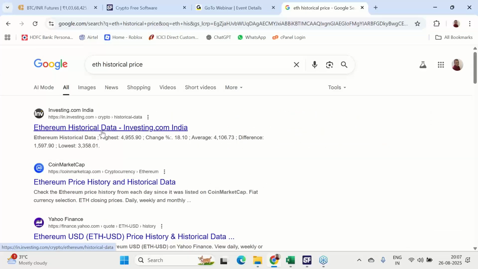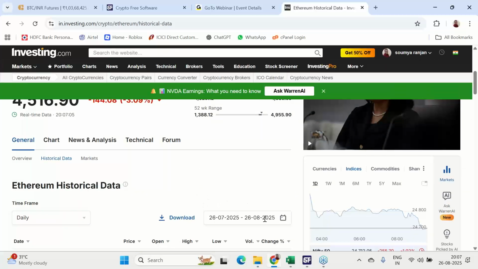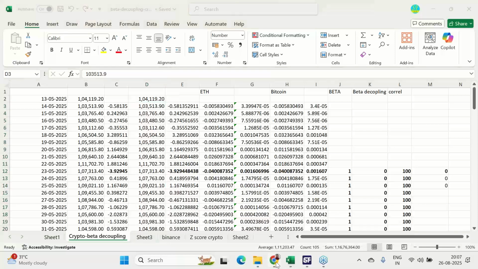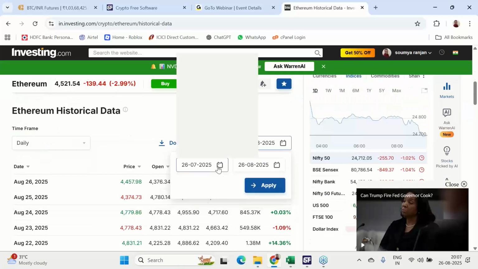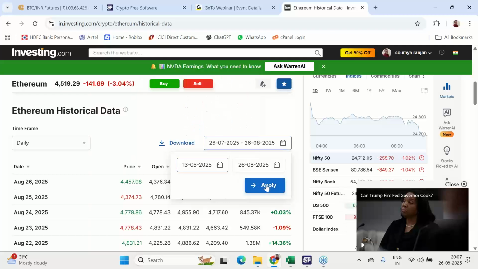I have taken from Investing, so I'll again take it from Investing. Don't take from other sources, otherwise it will create a problem. We require the date from 13th of May 2025 to till date.